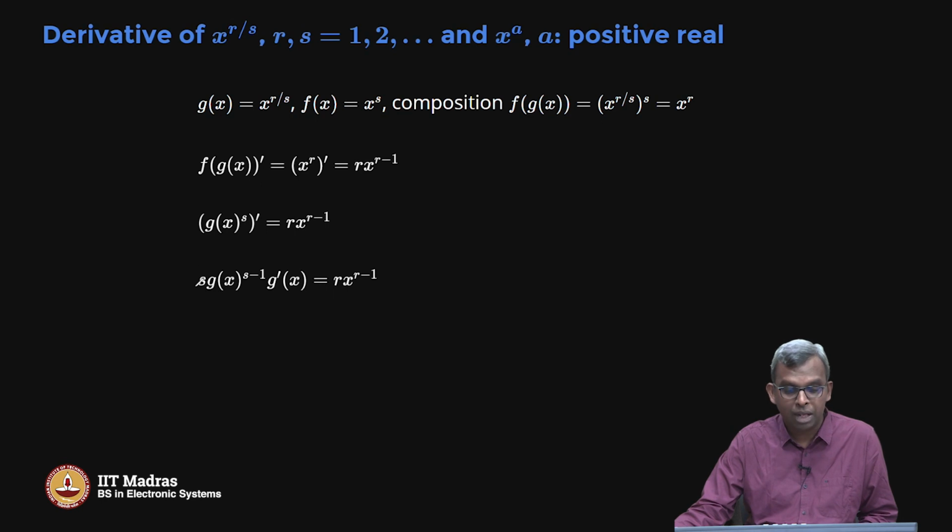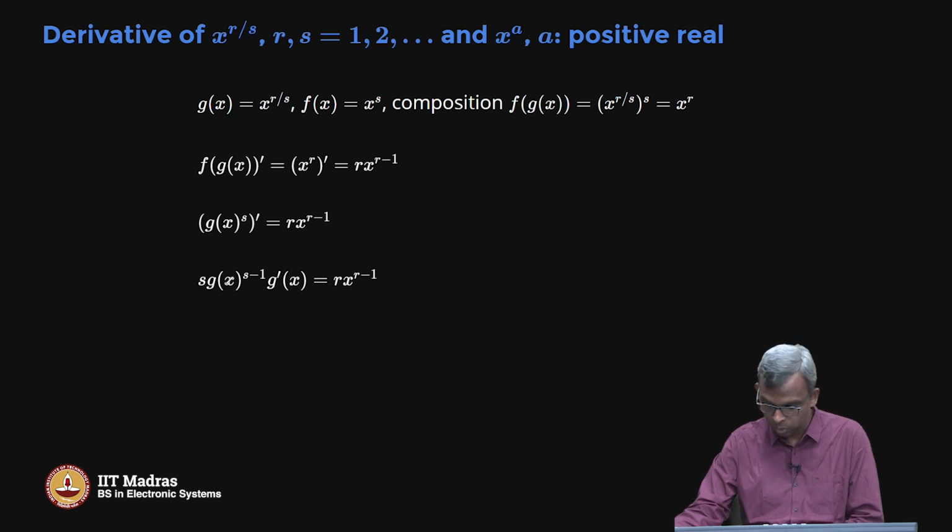It is f prime evaluated at g of x. What is f prime? This also I know, no? This is not any old function. This function also I can differentiate. This f prime is s x power s minus 1. So s g of x power s minus 1. So f prime evaluated at g of x, that's what this guy is, and multiplied by g prime of x. That has to be equal to r x power r minus 1.